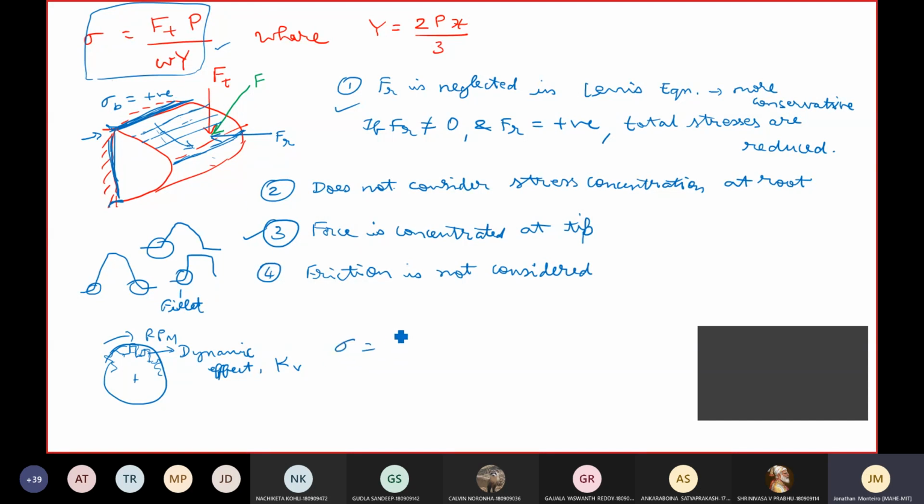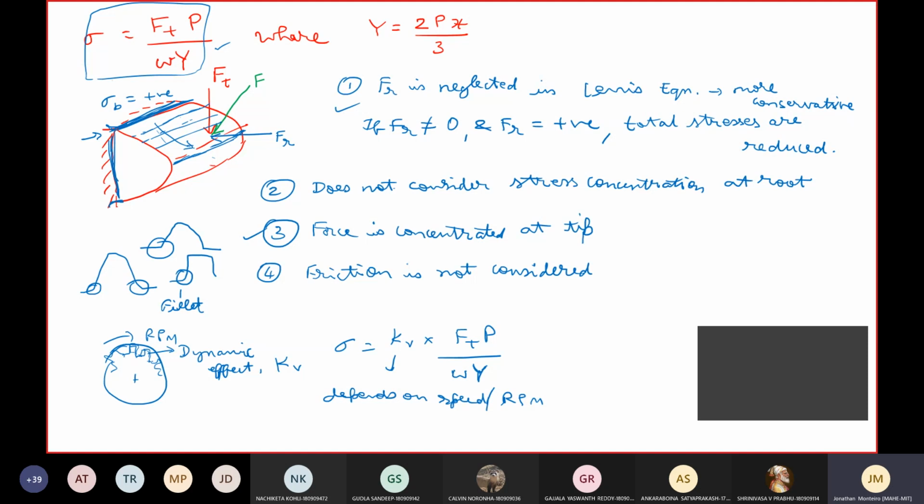So in simple terms, Kv is to be multiplied with the original equation, F T P by W into Y, where capital Y is the form factor. Kv, this dynamic factor, depends on speed, also called the RPM of the gear. The more the RPM is, the more dynamic factor it will carry with it. Now I think we have discussed most of the things.